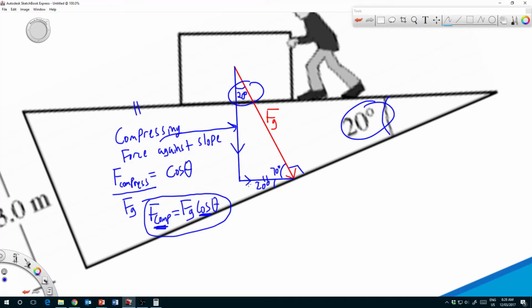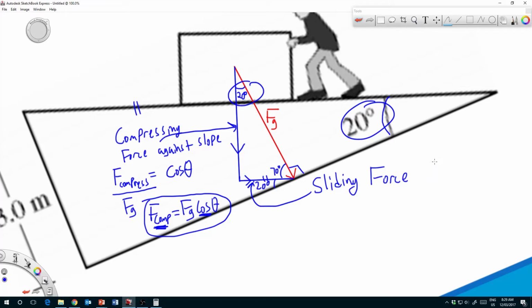All right, now this other force here, this short one here, this is the sliding force. That's what we can call it, sliding force. Why do we call it the sliding force? Because that's the force that is causing the box to slide down the slope, all right?